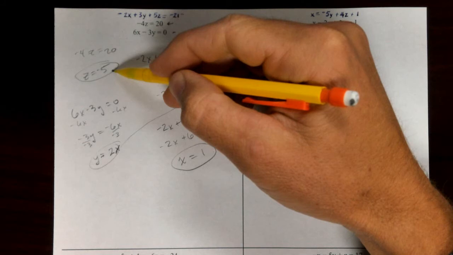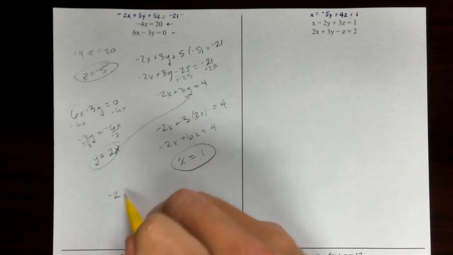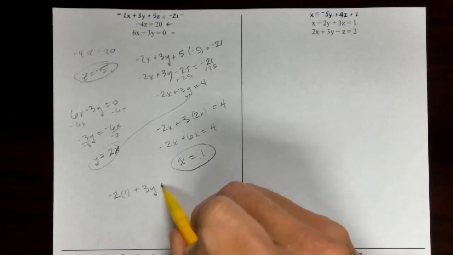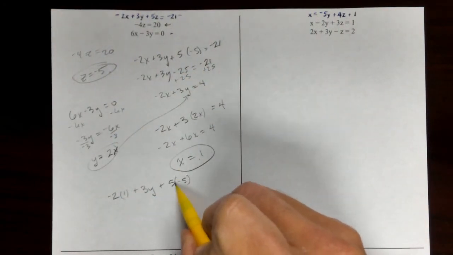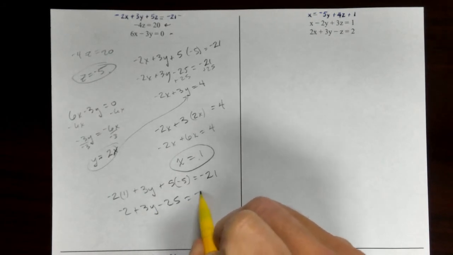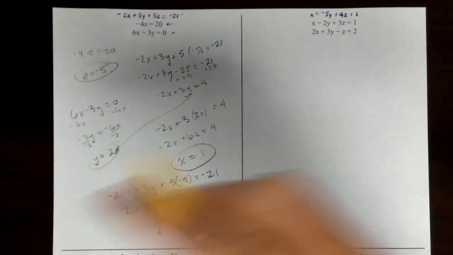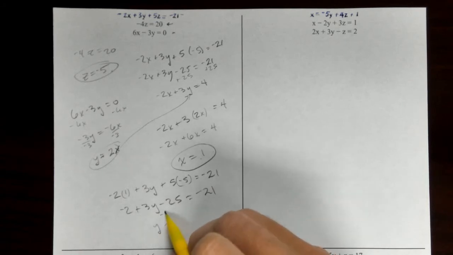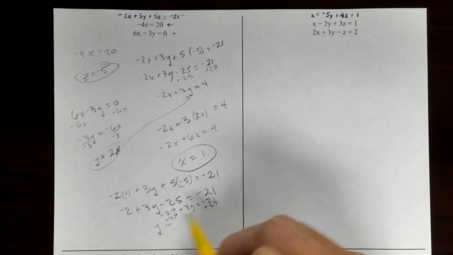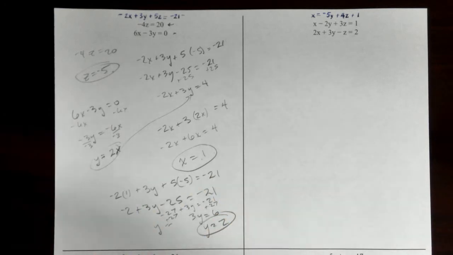I know what z is. Let's plug it back in. So I'm just going to choose this top equation. I've got -2 times x, 1, plus 3 times y. I don't know what y is. That's what we're looking for. Plus 5 times z, which is -5, is equal to -21. So -2 plus 3 times y minus 25 equals -21. Combine these two, got -27 plus 3y equals -21. We're going to add 27 to both sides. We get 3y equals 6. So then y equals 2.